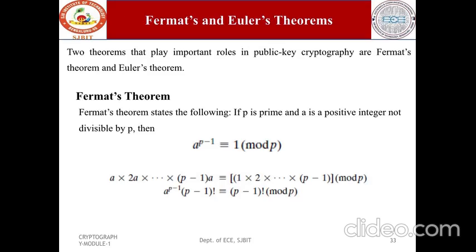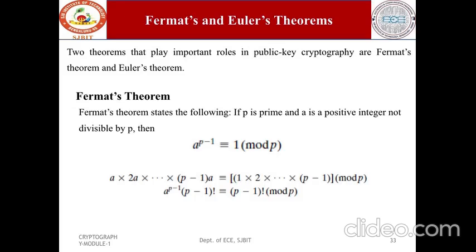Fermat's theorem states the following: if p is prime and a is a positive integer not divisible by p, then a^(p-1) is congruent to 1 mod p. Consider the set of positive integers less than p, that is 1, 2, till p-1, and multiply each element by a modulo p to get the set X. This is equal to a mod p, 2a mod p, till (p-1)a mod p.